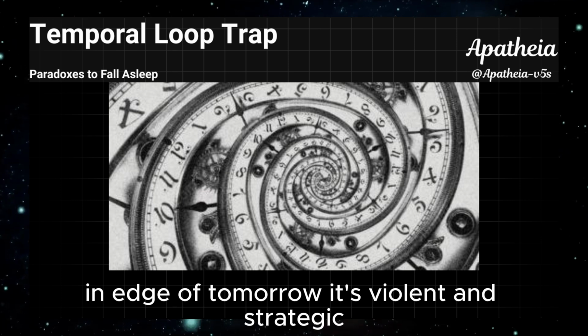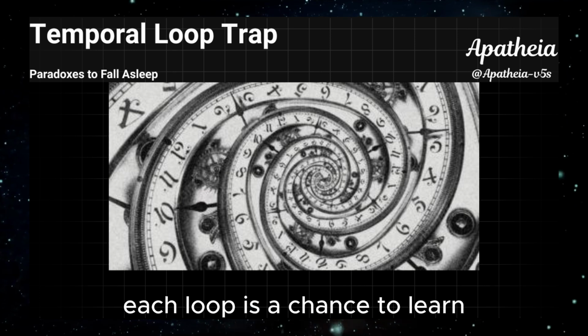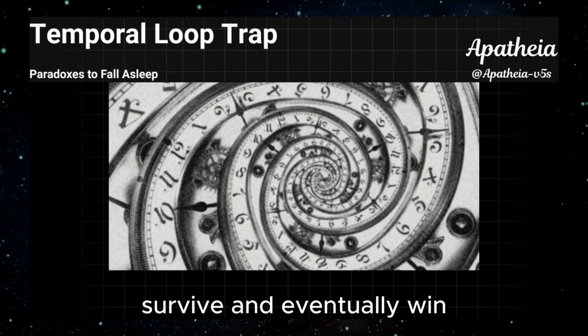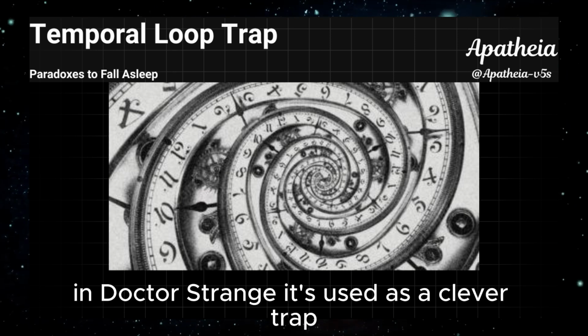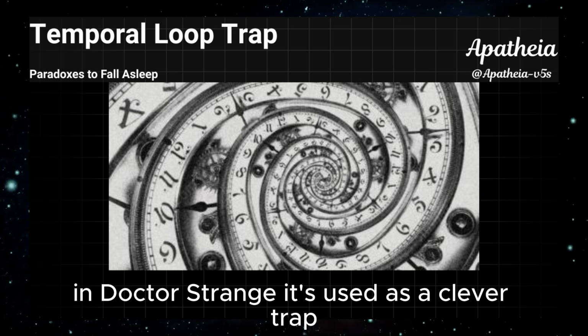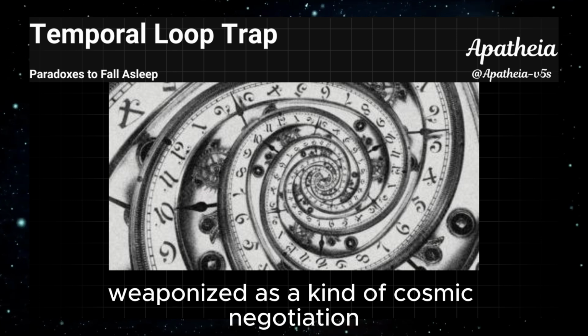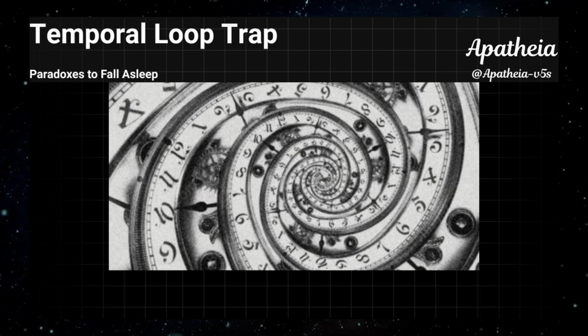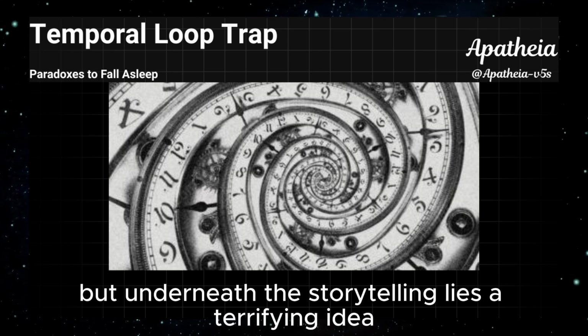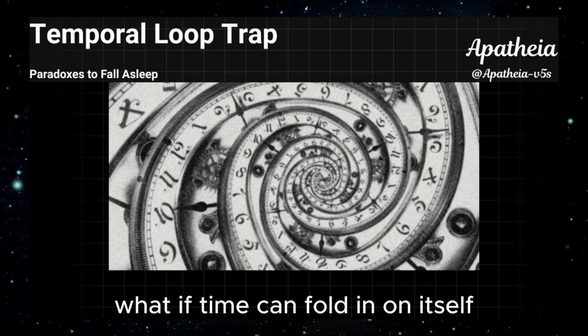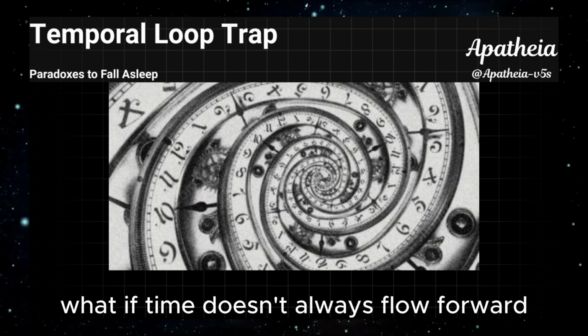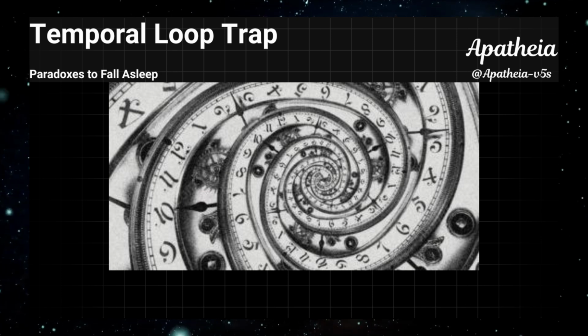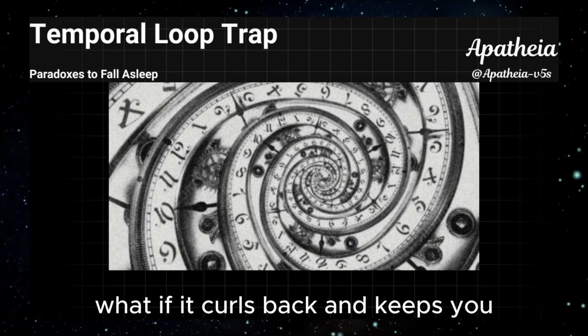In Edge of Tomorrow, it's violent and strategic. Each loop is a chance to learn, survive, and eventually win. In Doctor Strange, it's used as a clever trap, an endless loop weaponized as a kind of cosmic negotiation. But underneath the storytelling lies a terrifying idea. What if time can fold in on itself? What if time doesn't always flow forward? What if it curls back and keeps you?